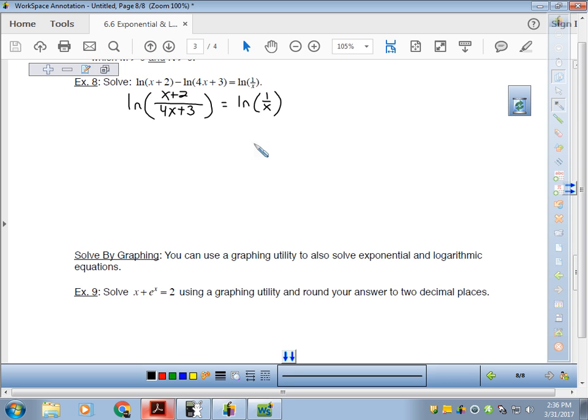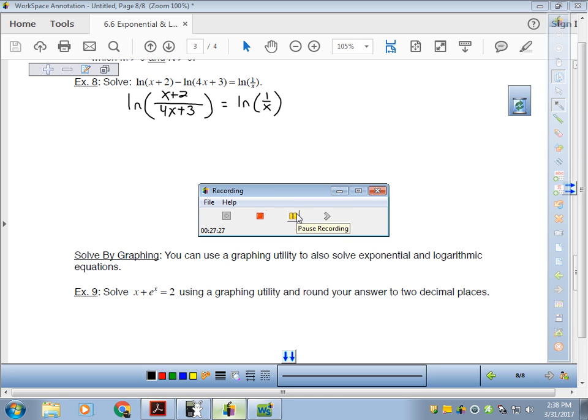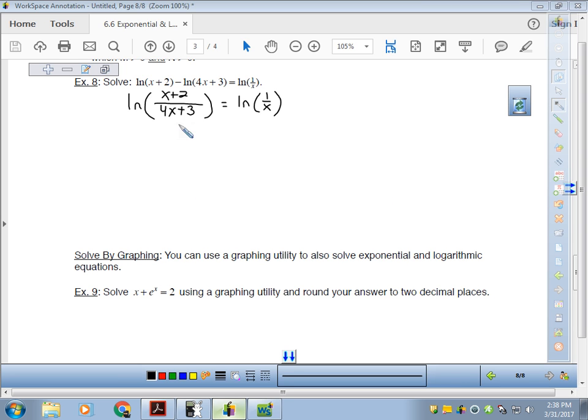And then at that point, if this is equal to this, so at this point, we have just one logarithm on each side. So we can actually just set the stuff inside the logarithms equal. So we can say x plus 2 over 4x plus 3 equals 1 over x. And then I want to solve that equation.